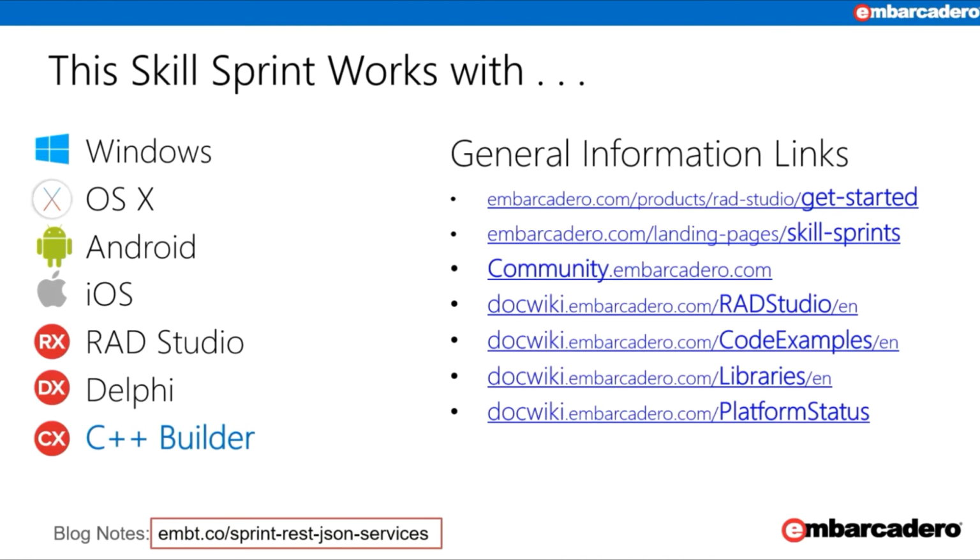This skill sprint works with Windows, OS X, Android and iOS for both the client and server-side applications. We're going to look at how to convert our service into an ISAPI plugin for Microsoft's IIS, which of course will be Windows only. The same technique could be used to convert the service into other formats, such as an Apache plugin, for example. The skill sprint is relevant to RAD Studio, Delphi, and C++ Builder, and as you're watching the C++ track, the code will be written in C++.